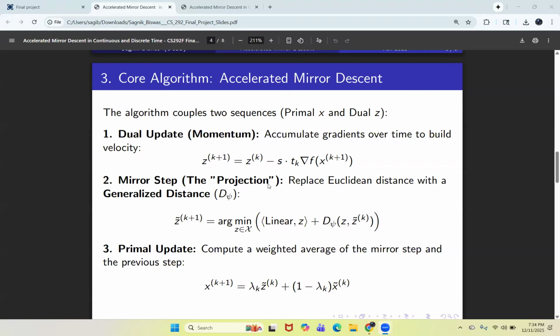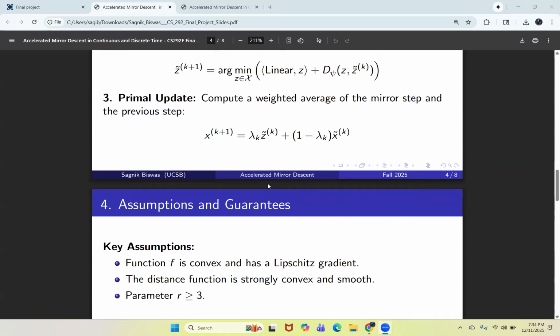And then we have the mirror step. This is the most critical part. Instead of just performing a standard projection, we solve a minimization problem using a generalized distance, denoted here as d sub phi. This allows us to take larger steps that respect the constraint geometry. And then we have our primal update, where we finally compute the new position x as a weighted average of this mirror step and our previous position.